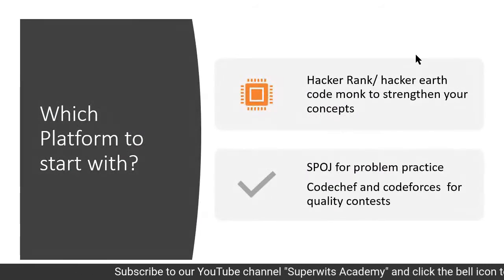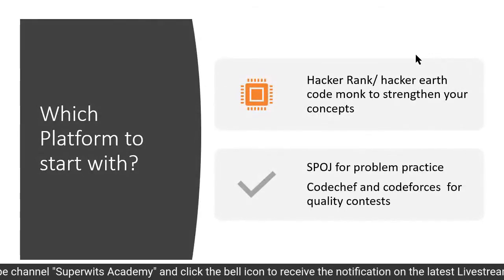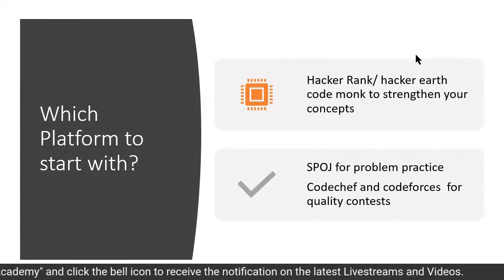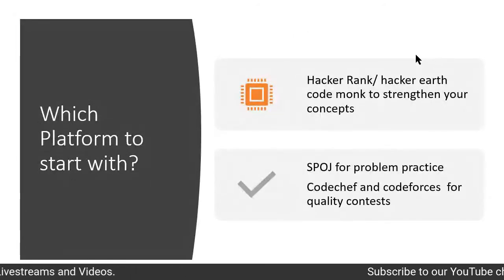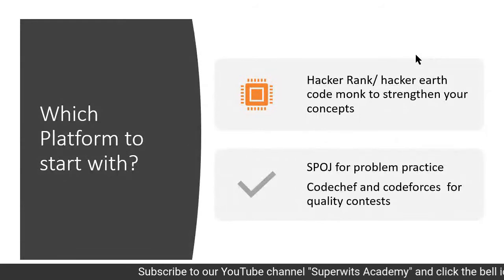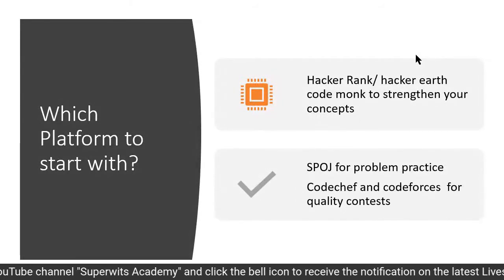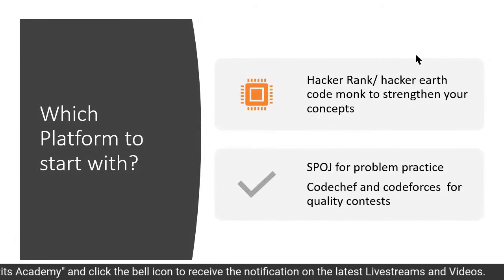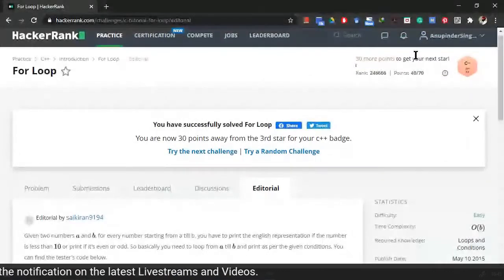So this is the 5-step procedure for how you can build up your portfolio and strengthen your programming related skills by using these online judges, and which platform to start with. As I have already mentioned, HackerRank is the best platform to start with for specific programming language related practice, because it gives you different stages to work on. Then you should be moving on to HackerEarth, which gets you the Code Monk. So let me show you what exactly a Code Monk looks like.